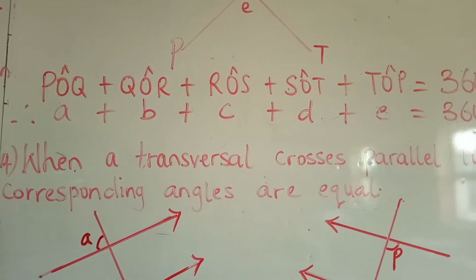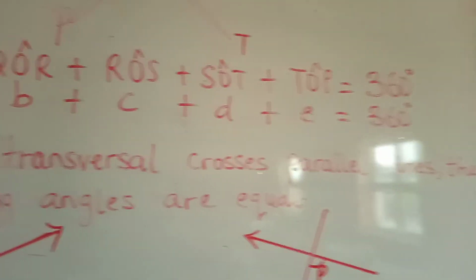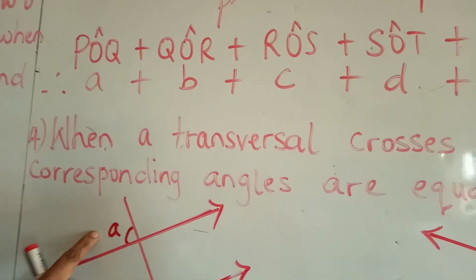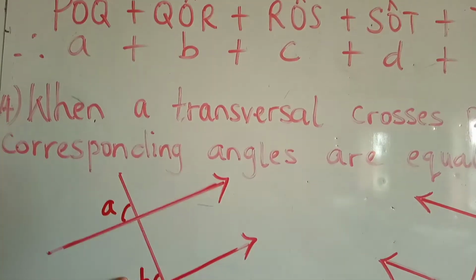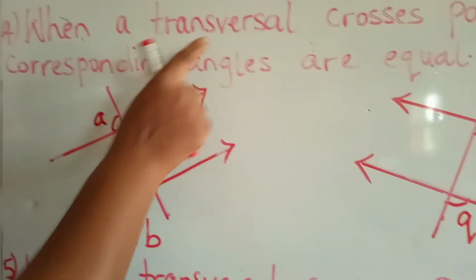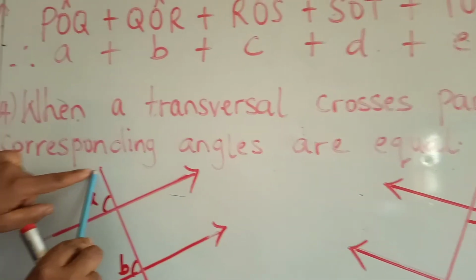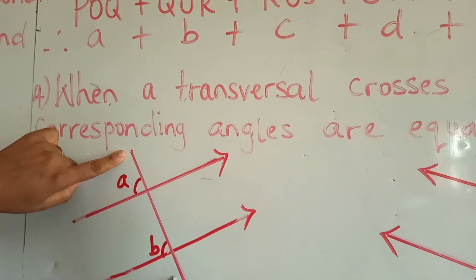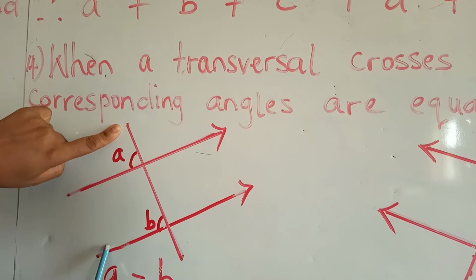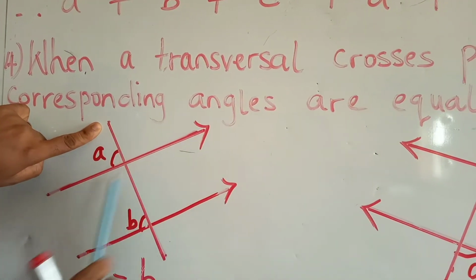When a transversal crosses parallel lines, the corresponding angles are equal, just like we have here. We have an angle here, we have an angle here. We have another angle here, we have another angle here. Look at the transversal. This is the transversal line. It crosses two parallel lines. What do we have? The corresponding angles are equal.